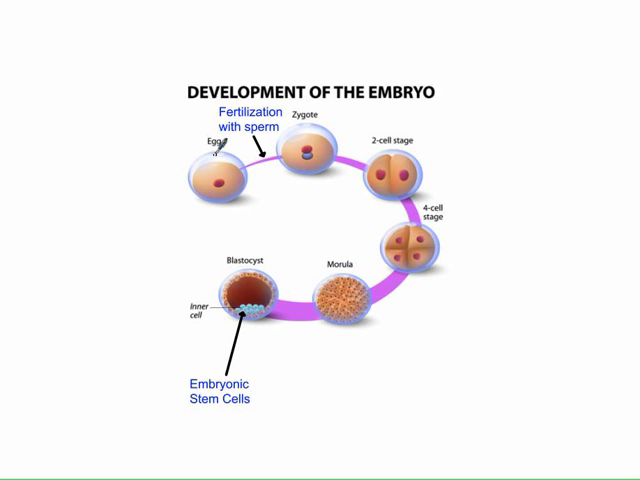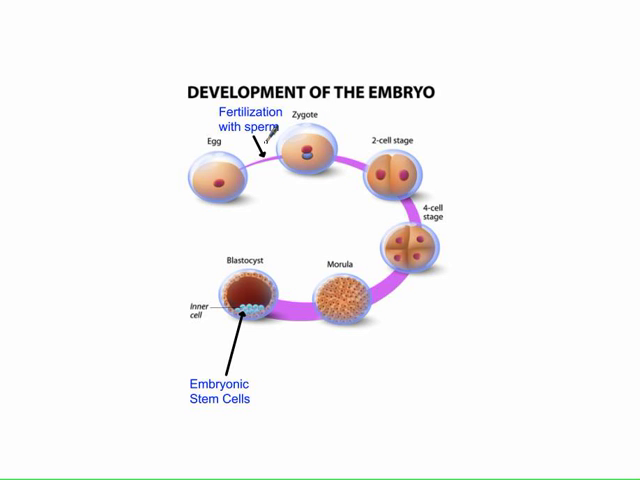So here we have an unfertilized egg. Fertilization takes place with sperm, and once the DNA of the sperm gets in with the DNA of the egg, we have the zygote. The zygote is the fertilized egg. It's a single cell. All multicellular organisms start out as a zygote, as a single cell.